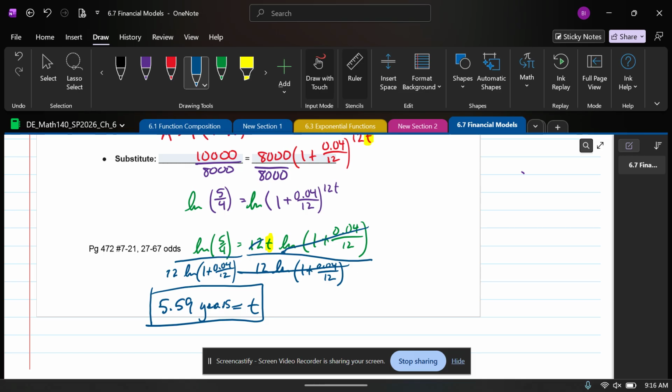Practice day on Monday, that's 472. Those problems there aren't really any different than these problems that we've worked here. You pay attention to what formula you should be using and work from there. Okay.